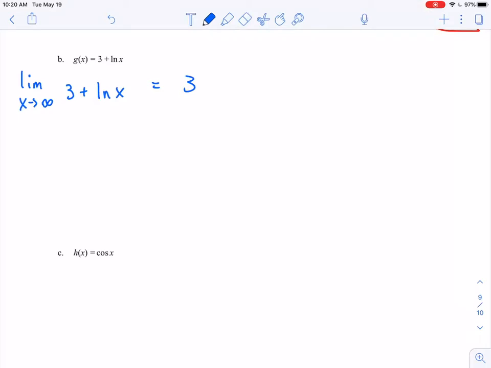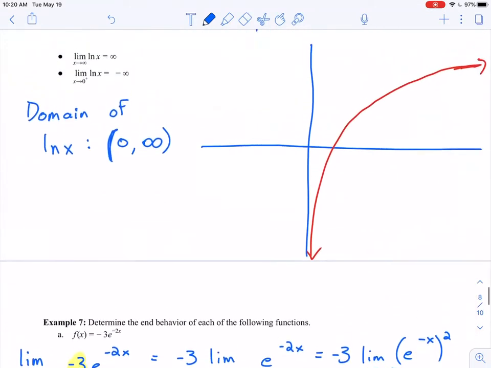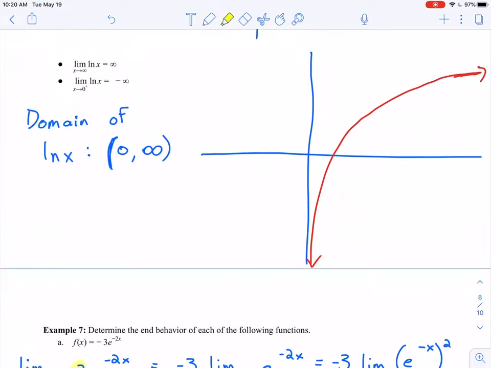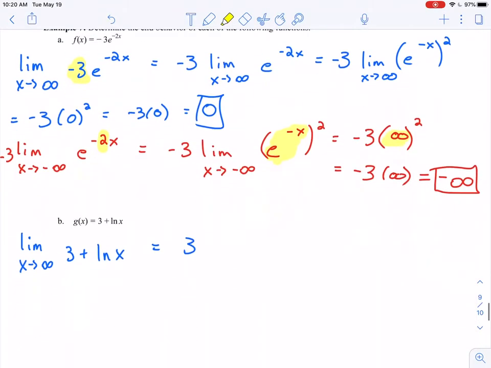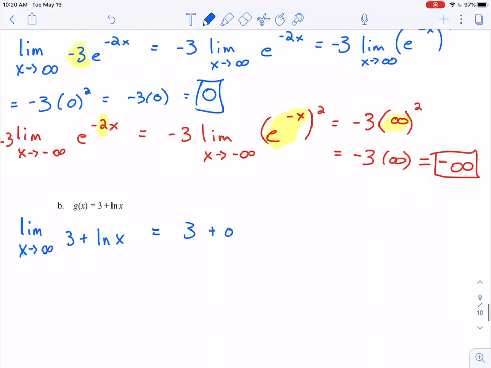And here, if you need to, scroll back up and look at what natural log of x approaches here. Natural log of x, if we're looking at the right-hand end behavior, approaches positive infinity. So I have 3 plus natural log of x. We know that that approaches positive infinity. 3 plus positive infinity, 3 plus a very large number just gets me another very large number, so it still approaches positive infinity here.